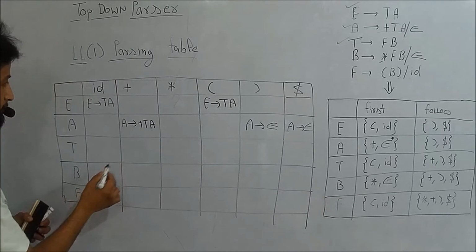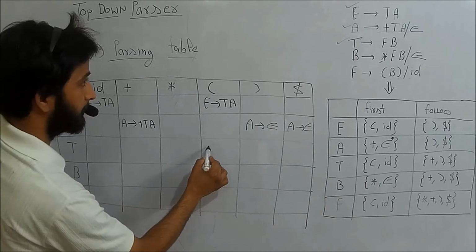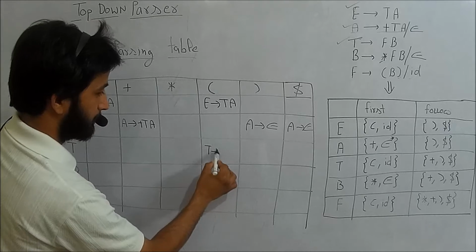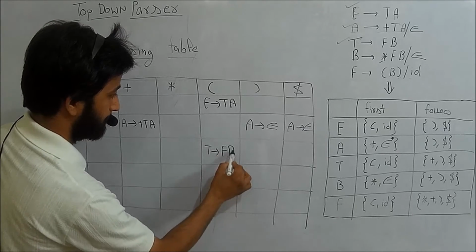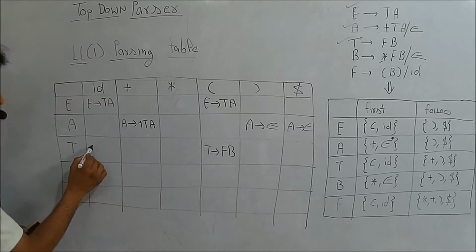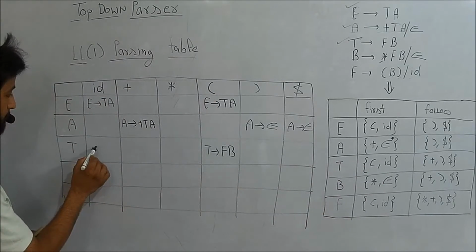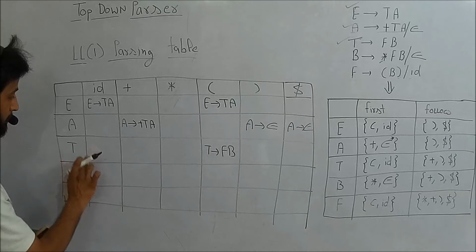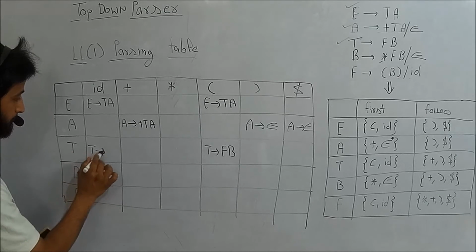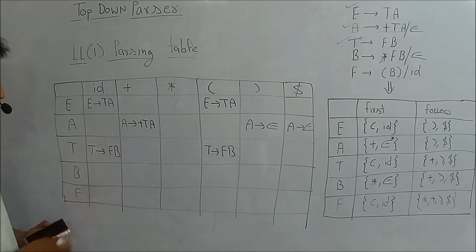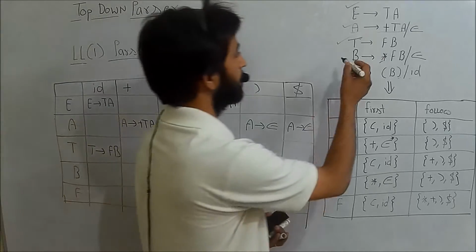Next, T derives FB, so I have to put this production under the first of this. The first of this is the starting brace, so T derives FB goes there, and also under ID, I have to put T derives FB. Okay, this is over.